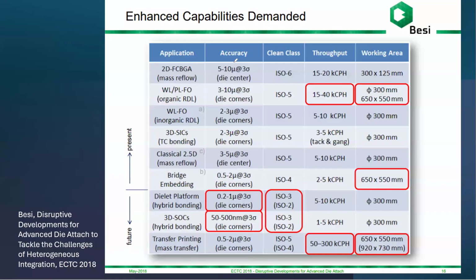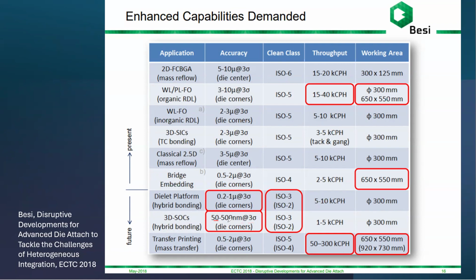But what I mean by 3 sigma, look at this. This is the enhanced capability demands for the different platforms: FCBGA, fan-out, wafer level fan-out, 3D-SI, classical 2.5D, EMIB. All these have different criteria, around 0.1 to 0.2 micron in terms of accuracy. And then the 3D hybrid bonding is getting to 50 nanometer 3 sigma.